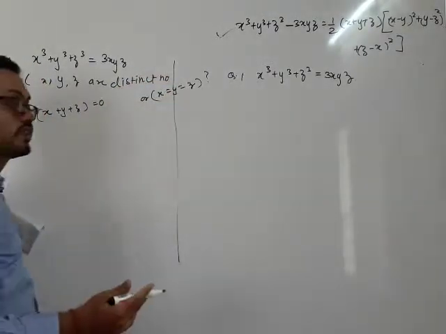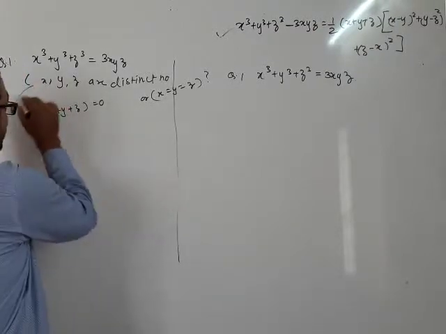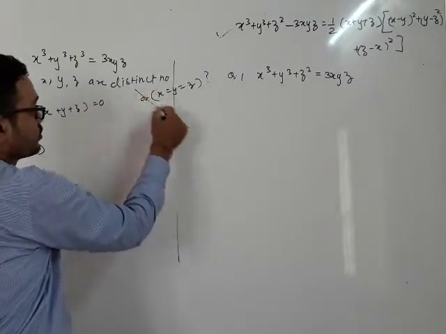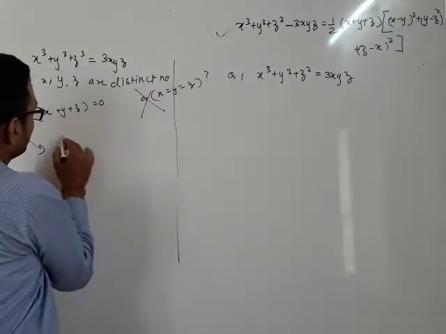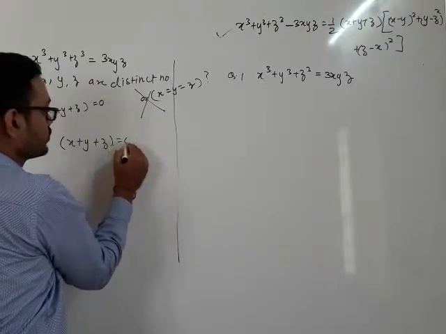Means those are distinct, those are separate, individual numbers, not equal, which means this condition is ruled out, which means only one is possible, x plus y plus z is 0.